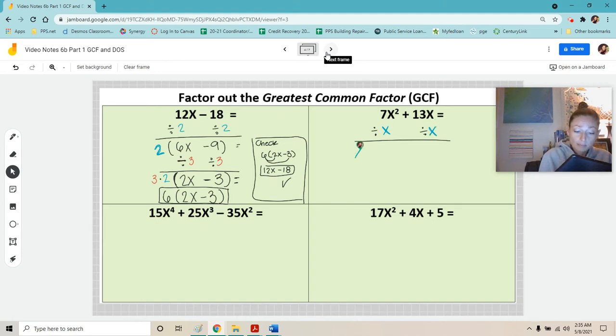what I'll end up with is 7x squared divided by x. So that's just pulling out a single x from it. So I'm just left with 7x. And then 13 divided by x. That's pulling out a single x from that. So that's just the 13.